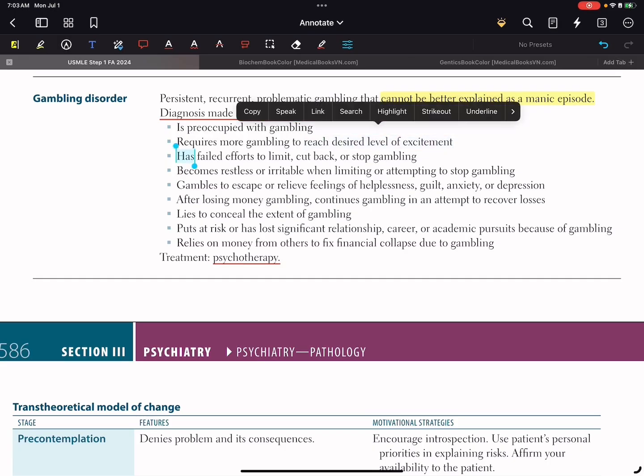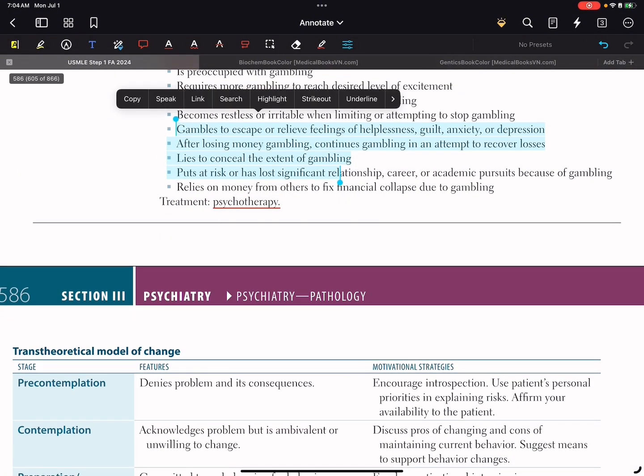Has failed efforts to limit, cut back, or stop gambling. Becomes restless or irritable when limiting or attempting to stop gambling. Gambles to escape or relieve feelings of helplessness, guilt, anxiety, depression. After losing money, continues gambling in an attempt to recover losses. Lies to conceal the extent of gambling, puts at risk or has lost significant relationships, careers, or academic pursuits because of gambling. Relies on money from others to fix financial collapses due to gambling.